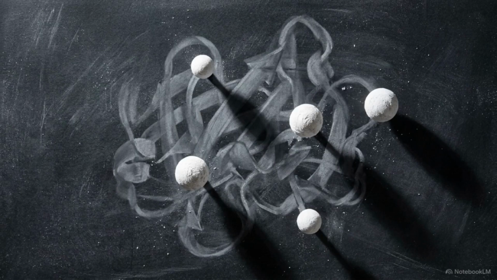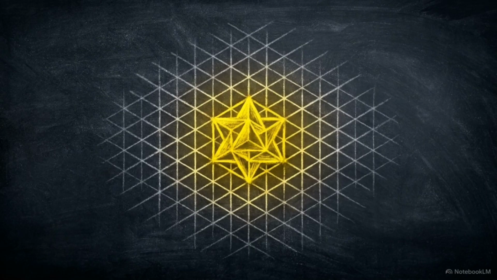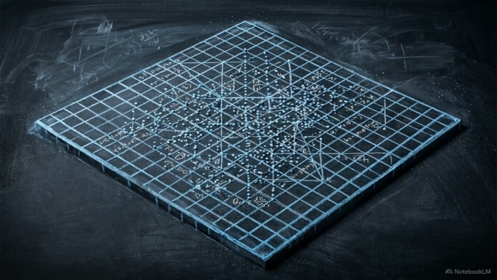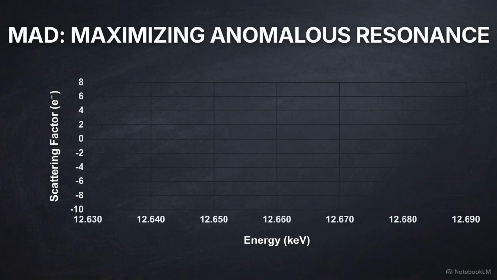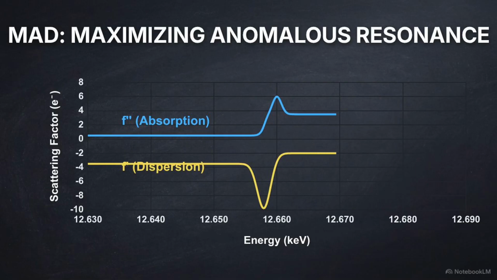A single measurement is just the start. To calculate a complete phase map, we need a system of distinct comparative data points. This is the multi-wavelength anomalous diffraction strategy, or MAD. We harvest data at 3 highly specific energy targets along the absorption edge.